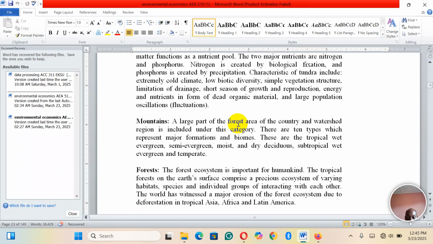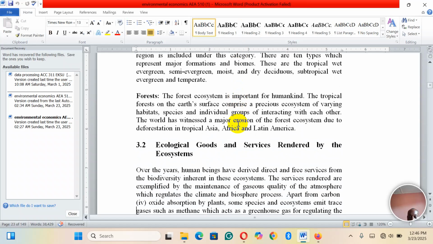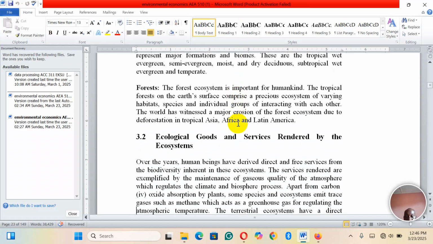The tropical forest on the earth's surface comprises a precious ecosystem of very fine habitats, species, and individual growth interacting with each other. So the world has witnessed a major erosion of the forest ecosystem due to deforestation in tropical Asia, Africa, and Latin America. So we are looking at the ecological goods and services rendered by the ecosystem.